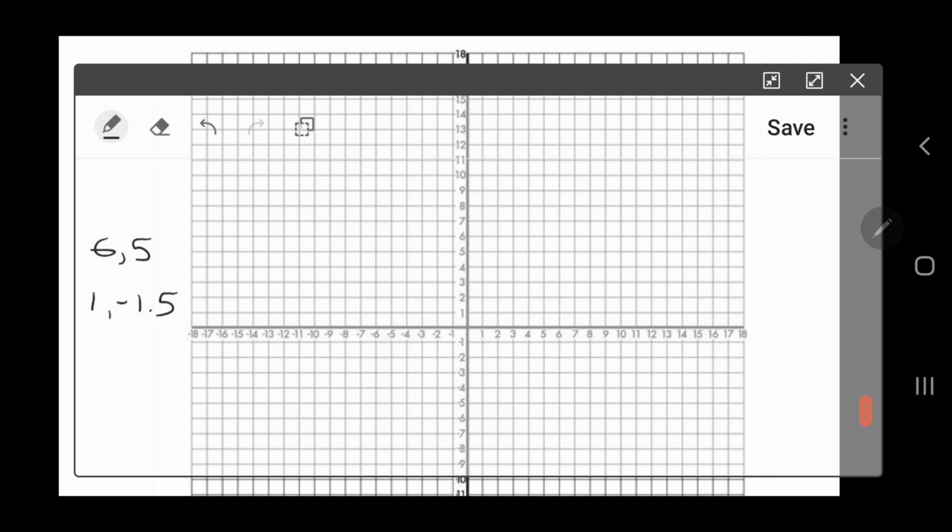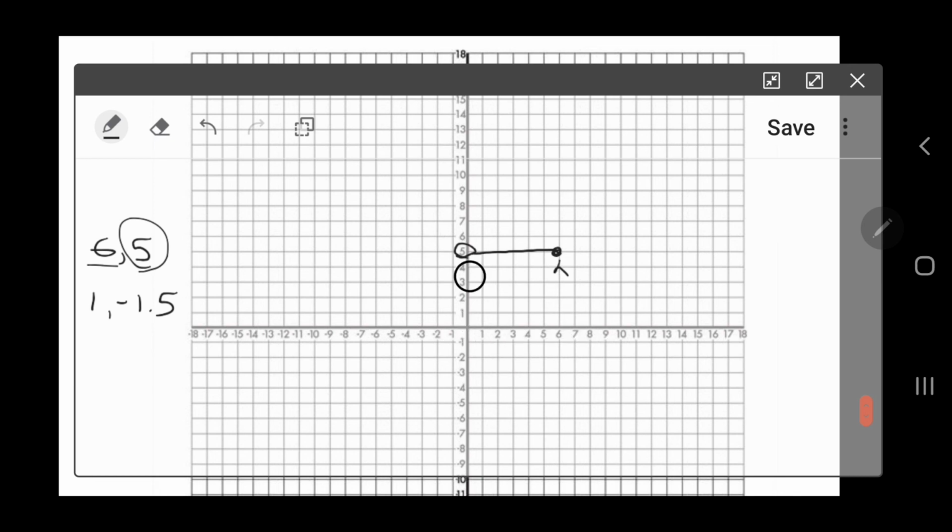So 6 comma 5. First thing you want to do, remember, which is the x value. You want to go all the way till you hit 6 because that's the x. And then you have the 5 for the y. So you want to go up until you reach the 5 mark. And the point would be right there. So 6 and 5.